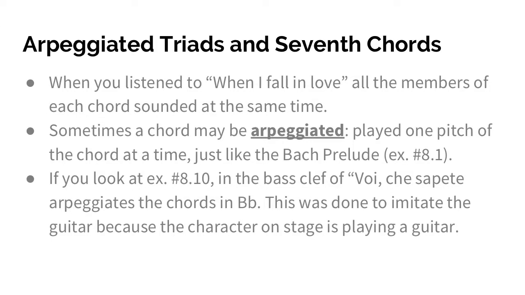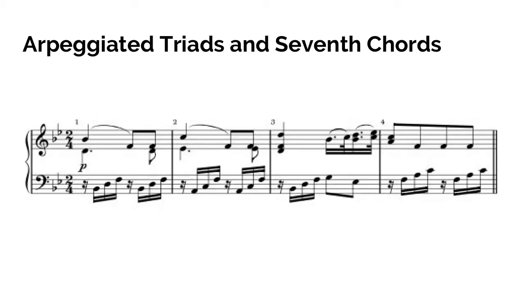So when you listened to chords before, all the members of each chord sounded at the same time. But sometimes a chord may be arpeggiated, which means you play one pitch of the chord at a time, just like that Bach prelude that we listened to in the beginning. If you look at example 8.10, in the bass clef of the Mozart aria Voi che sapete, it arpeggiates the chords in B flat. This was done to imitate the guitar, because the character on stage is playing guitar.